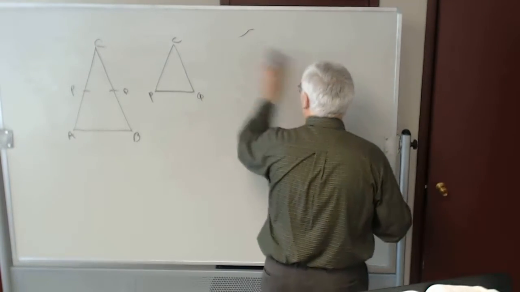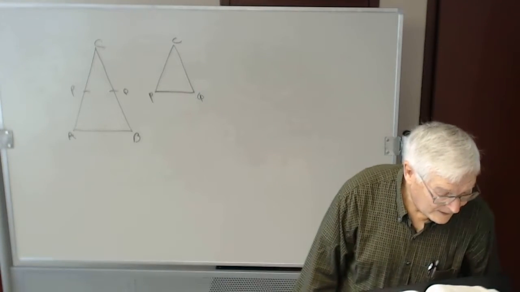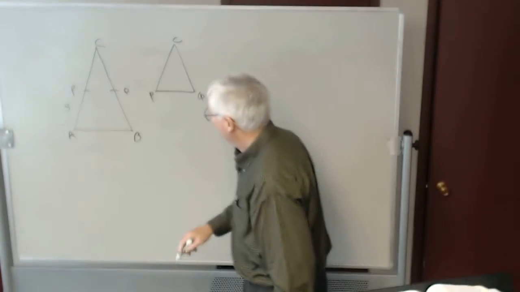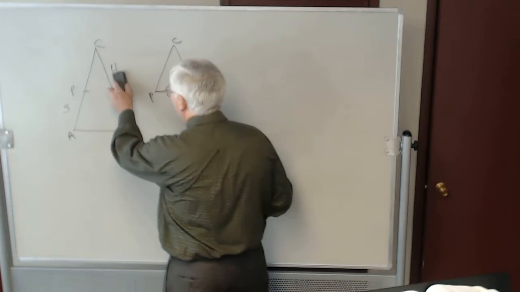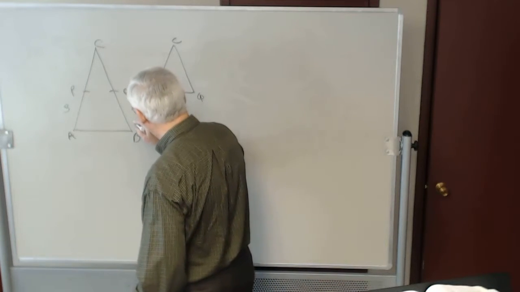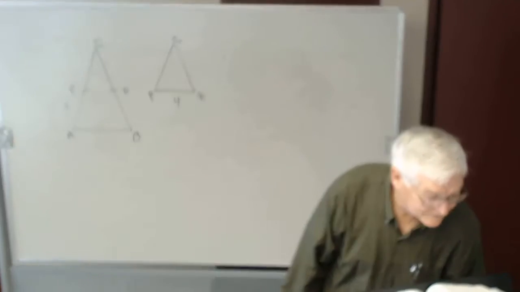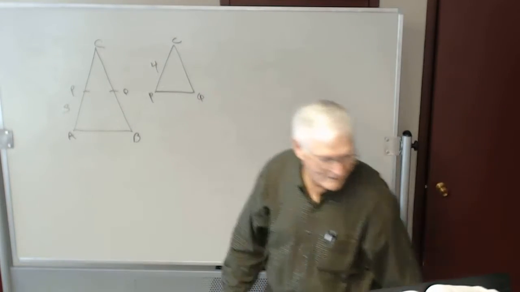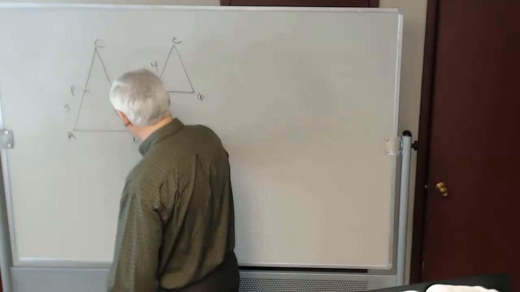So now, what are they telling us? AP is 3. PC is 4. CQ is... no, PC is 4. PQ is 4? I better just look at it, shouldn't I? PC is 4. All right. BQ is 6.